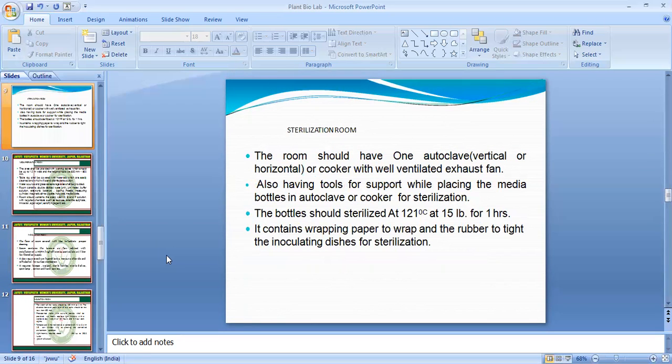In the sterilization room, there should be one autoclave or cooker with a well ventilated exhaust fan, also having tools for support while placing the media bottles in the autoclave or cooker for sterilization. The bottles should be sterilized at 121 degrees temperature at 15 pascals for 1 hour. It also contains wrapping papers to wrap and rubber bands to tighten the inoculating dishes for the sterilization process.